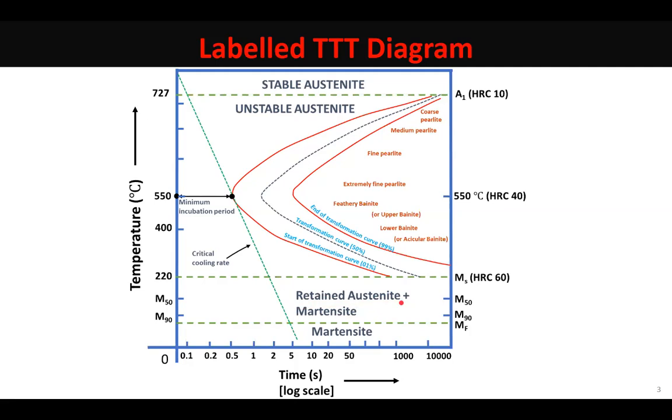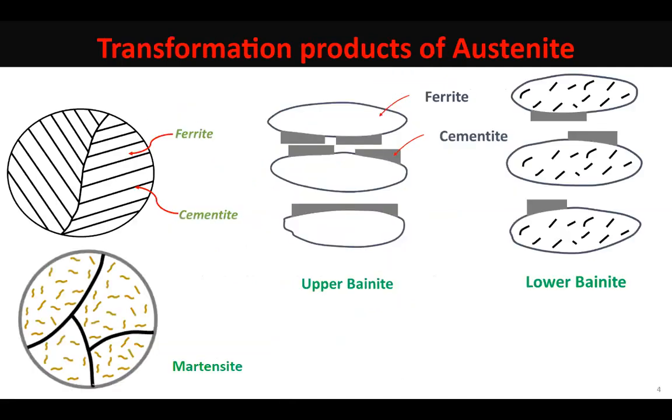So this was all about the TTT diagram. Then let us see what the various transformation products of austenite are. As I said, I'll just repeat along with these schematics that I have made for you.